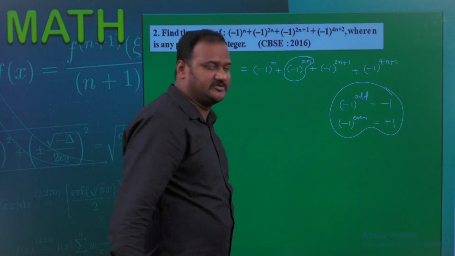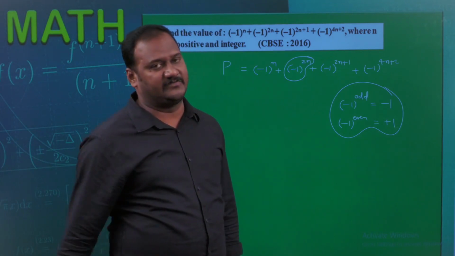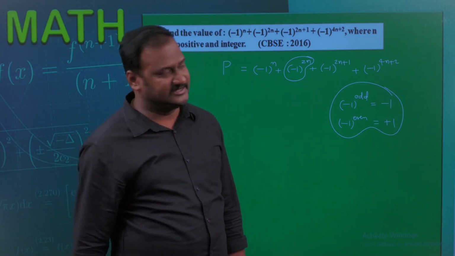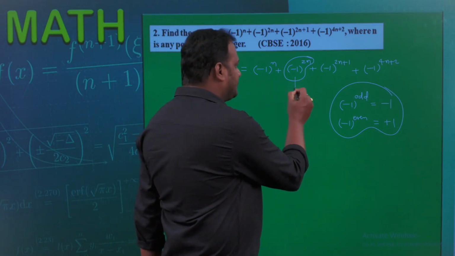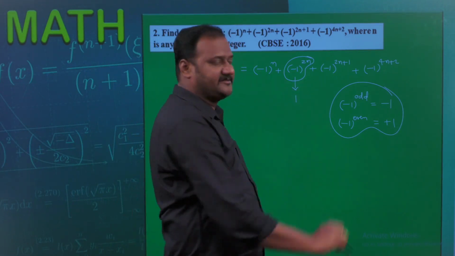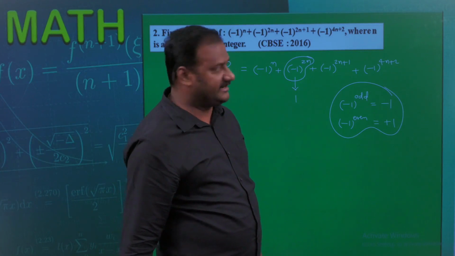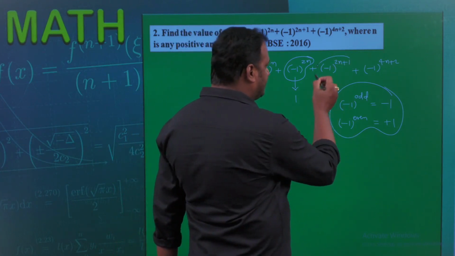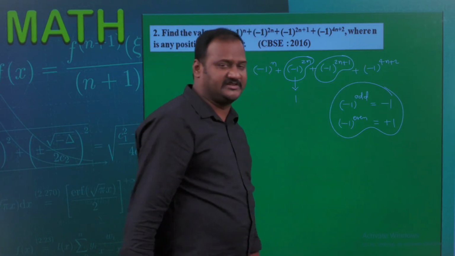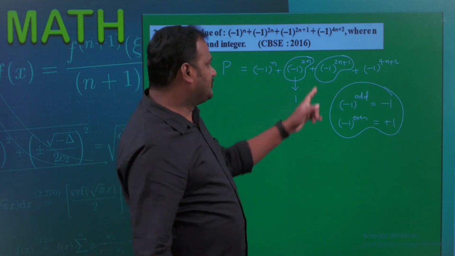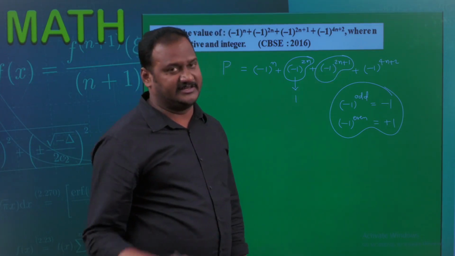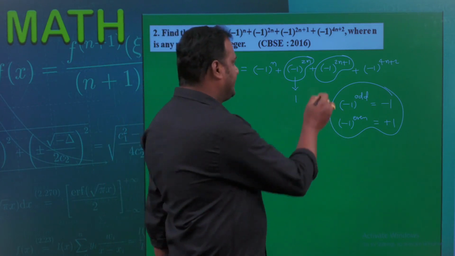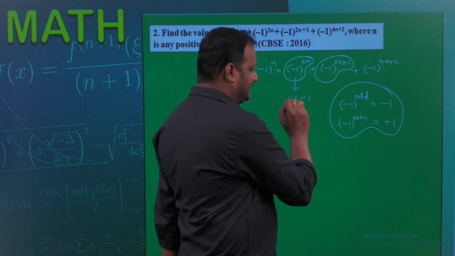What is (-1)^(2n)? 2n is the general form of an even number, isn't it? So, minus 1 to the power of even will always be positive 1, right? Then (-1)^(2n+1): 2n+1 is again an odd number. So, minus 1 to the power of an odd number is going to be minus 1. So, minus 1 into plus 1 is equal to minus 1.